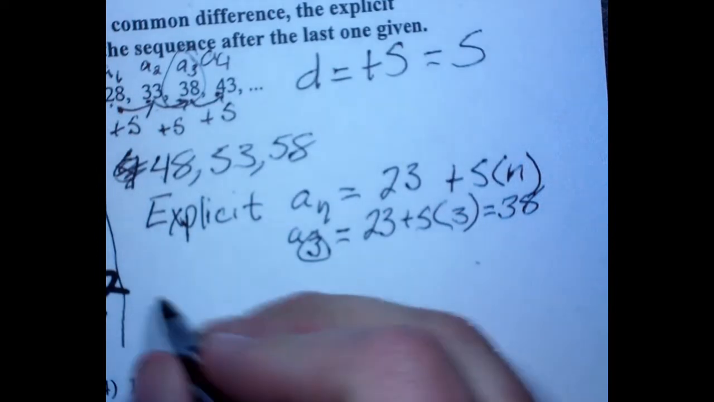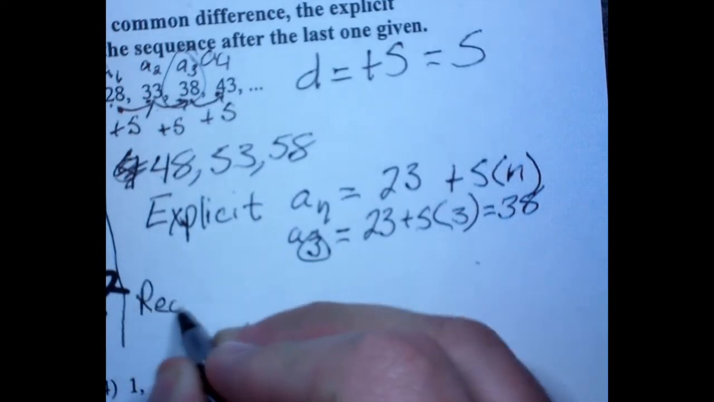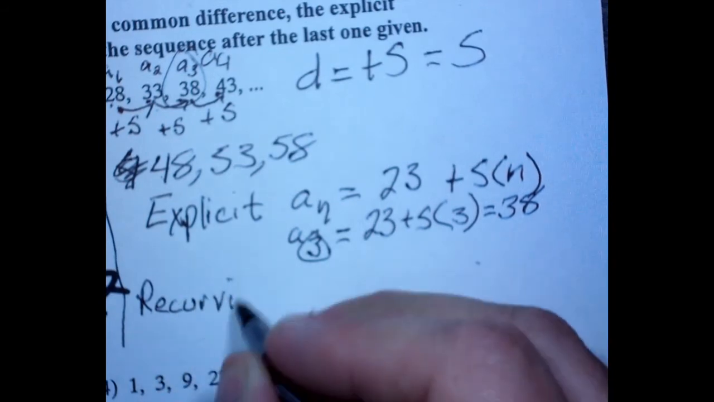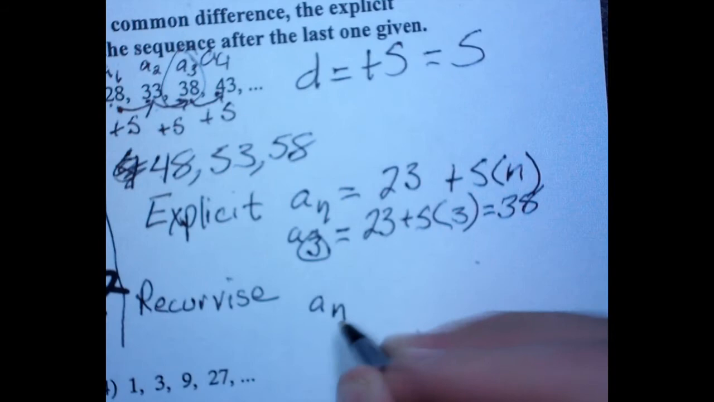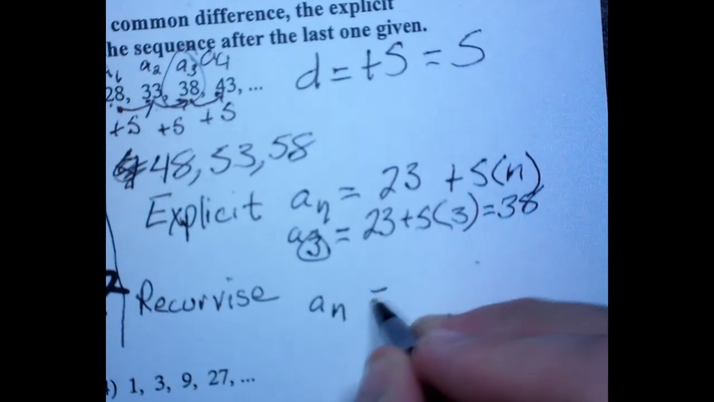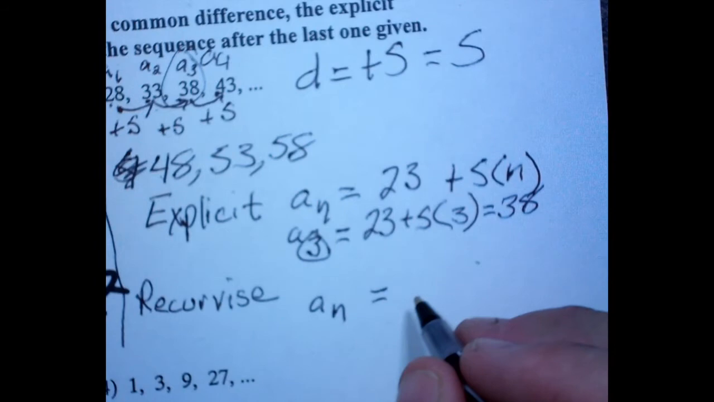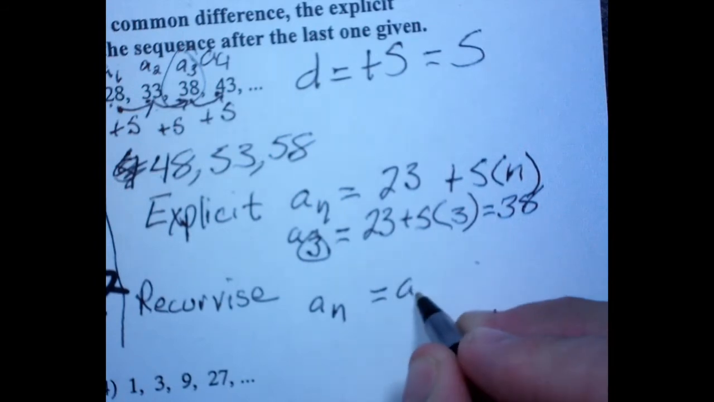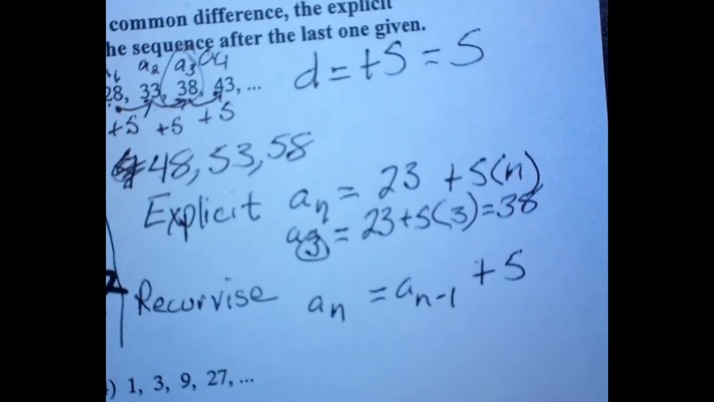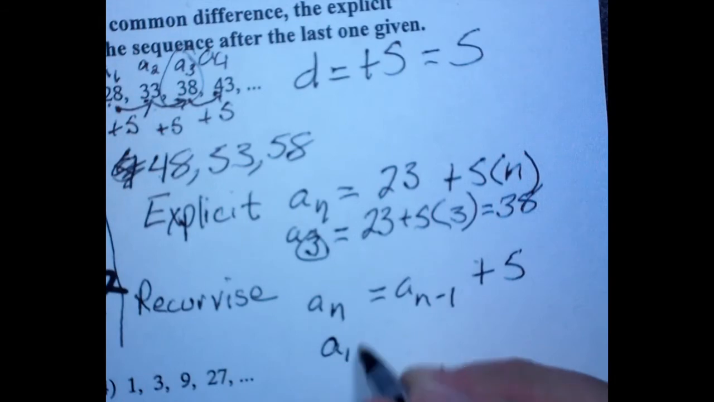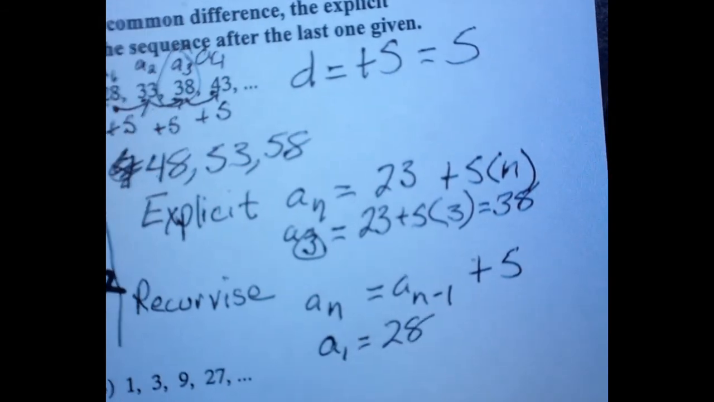Now I want to introduce something new to you. It's called the recursive notation. Recursive notation is just a little different, except it's not as complicated. Our current term is what we would call a sub n, but we're going to base it on what the previous term is. In other words, I'm going to say the previous term, which is a sub n minus 1, and then whatever our common difference is. Now when we do the recursive notation, we got to define what the first term is. So my first term, a sub 1, is just 28. Okay?